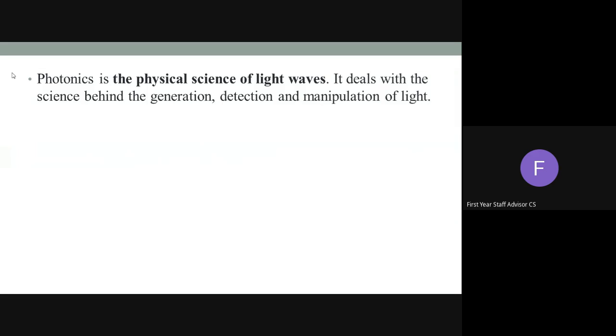So photonics is just the study of light, or study of propagation of light through certain material, or how we can generate, detect, or manipulate light.